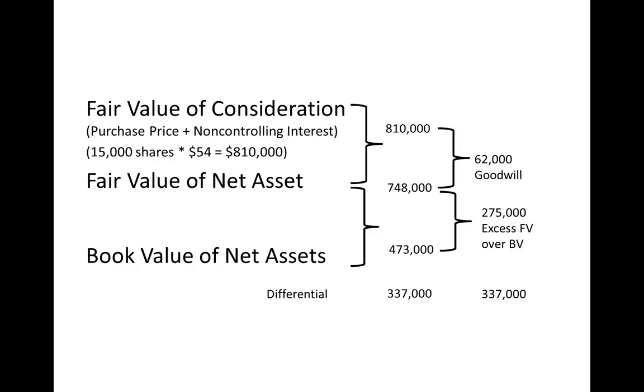And then the second thing we're going to do is compare the fair value of the net assets with the book value of the net assets. That leaves us with an excess fair value over book value of $275,000. That gives us a total differential of $337,000. We'll come back to this differential in Chapter 2, and we'll focus on these differences more specifically when we get to Chapter 4. But you need to know how to compute the differential as we move forward.